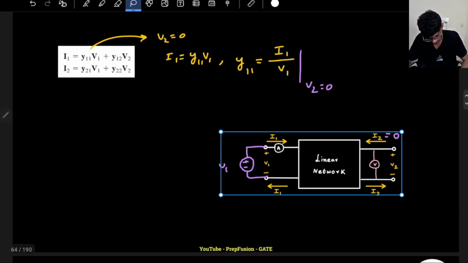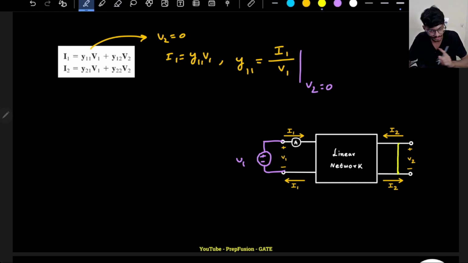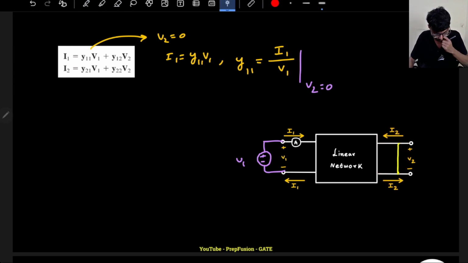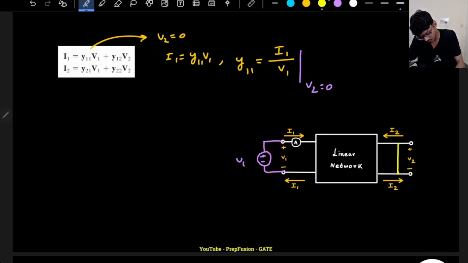So I need to make V2 0. How do you make a voltage source or voltage 0? You just simply short circuit it, right? So we will short circuit the port 2. We will not make I2 0, we will make V2 0. So I will short circuit the port 2, hence the voltage V2 will be 0 simply. And I will apply a voltage here and measure the current through an ammeter. That's it for Y11.